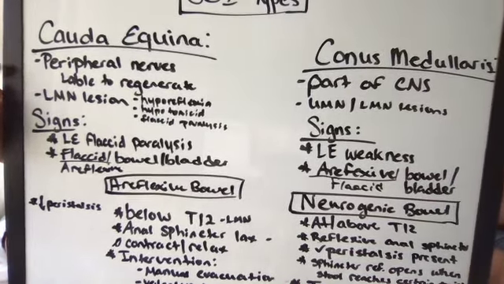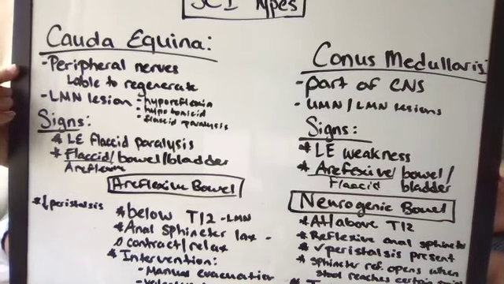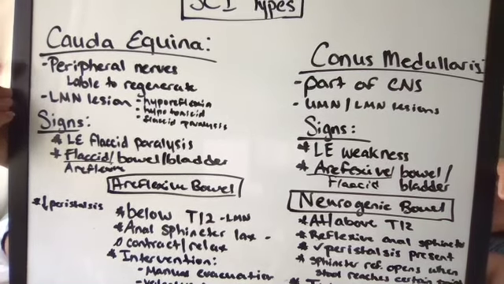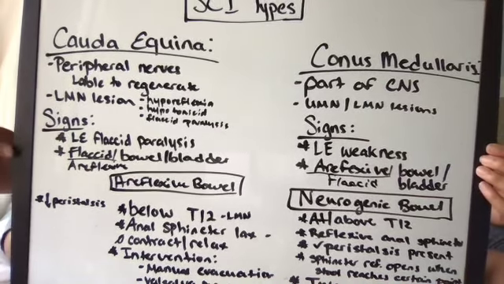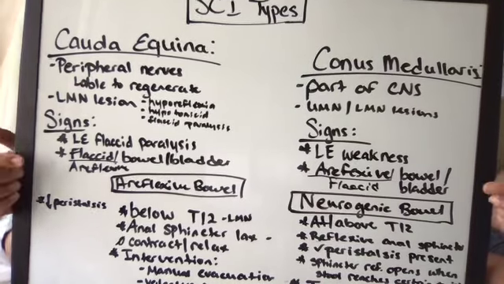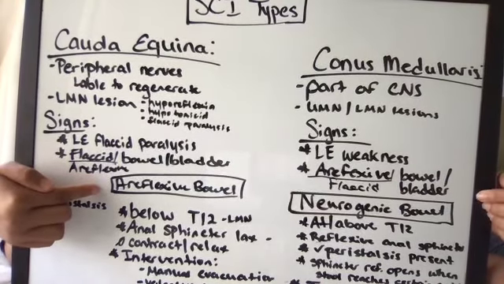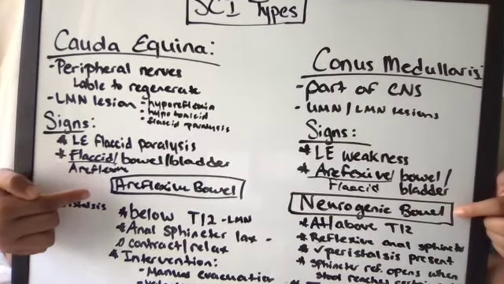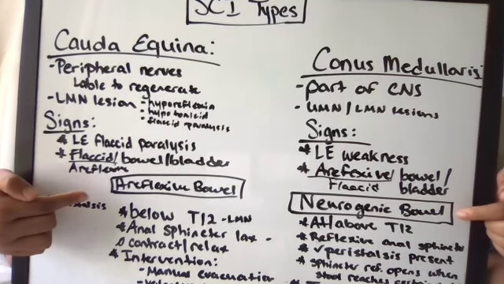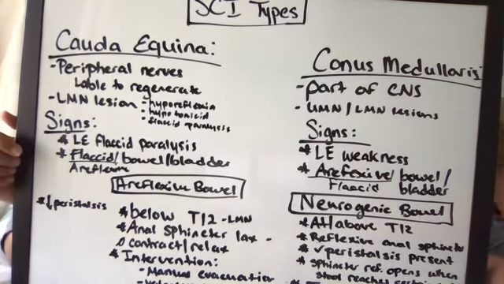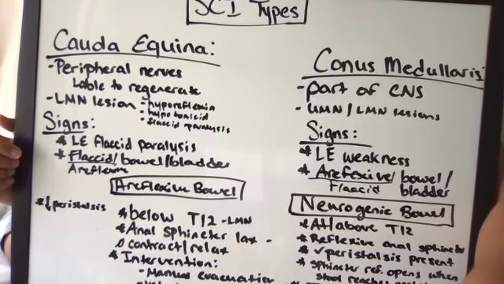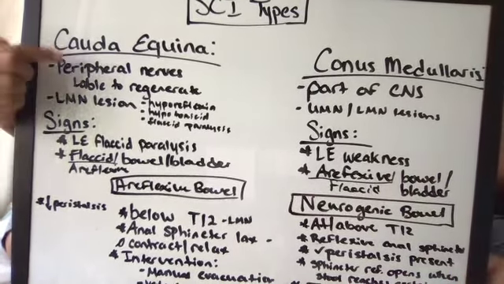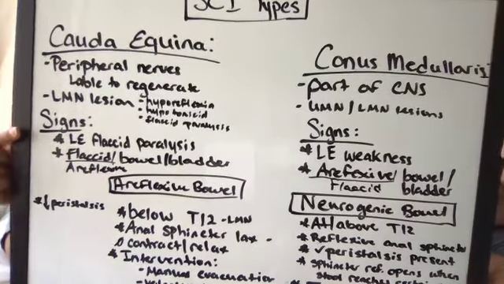So the difference is Cauda Equina, flaccid. Conus Medullaris, weak. And areflexive bowel and bladder. So that's the main thing to note here. Now I'm going to talk about the difference between an areflexive or flaccid bowel and bladder and a neurogenic or reflexive bowel and bladder. Okay? So we'll talk about areflexive first, since that's what these two, Conus Medullaris and Cauda Equina, have.